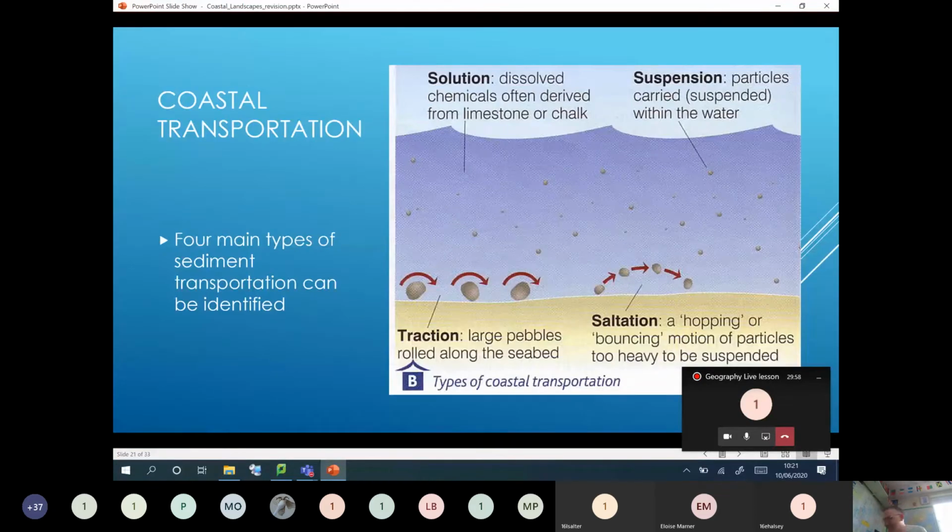Could you now add these labels to your diagram? I will just give you 2 minutes to get that done.